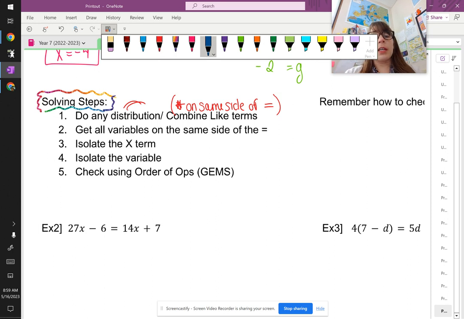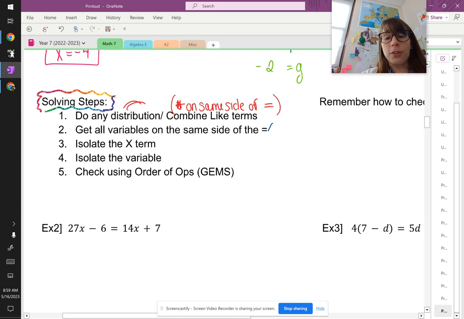Number two, you're going to get all variables on the same side of the equal sign, just like we did in that baby first example. We were moving everything over, so all of my g's were on the same side. And again, you do that using your inverse ops.